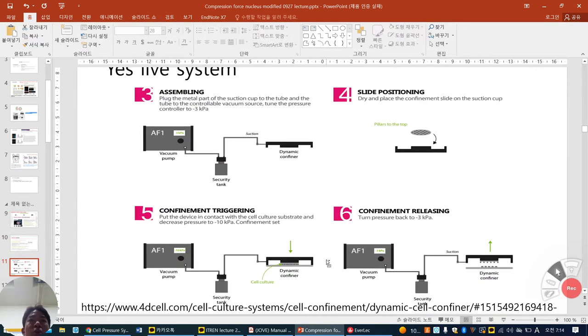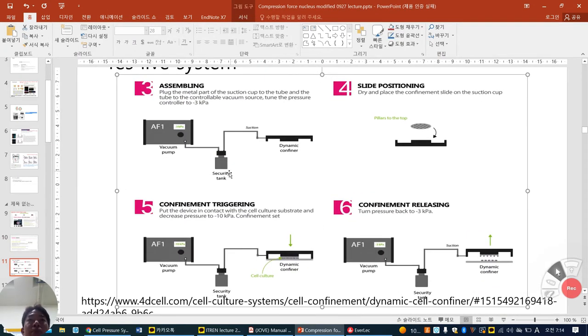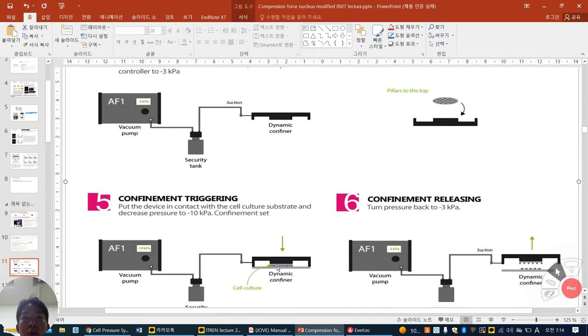So the detail of this machine is like this. There is also a vacuum pump, a security tank, and the dynamic confiner. Okay? And then here, pillars to the top. While you are culturing cells on this slide glass, using this pillar, you can position the pillar on top, and the pillar height you can vary from 1 to 20 micrometers, but in iTrend we are setting 10, 5, 3 micrometers.